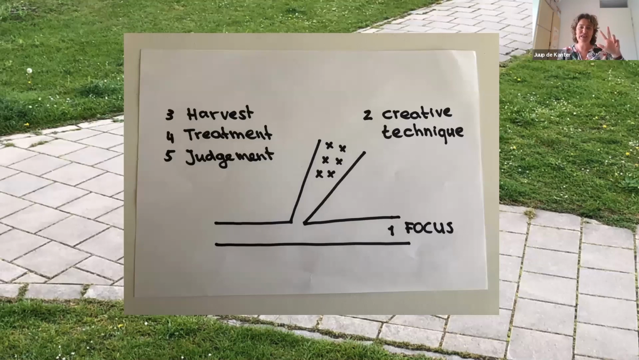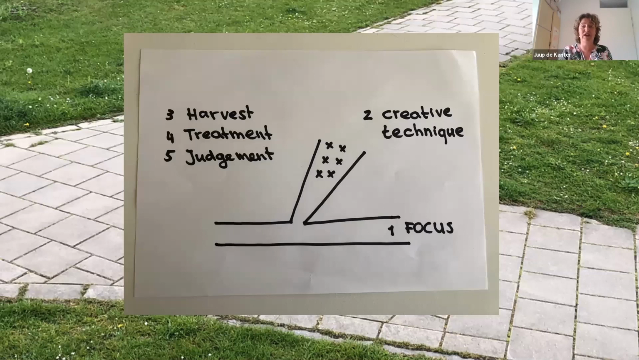So there are 3 more steps in lateral thinking. That you have to harvest your ideas to make categories out of it. That you have to treat your ideas to make them rich, more suitable to the criteria. And that you judge or assess the ideas.